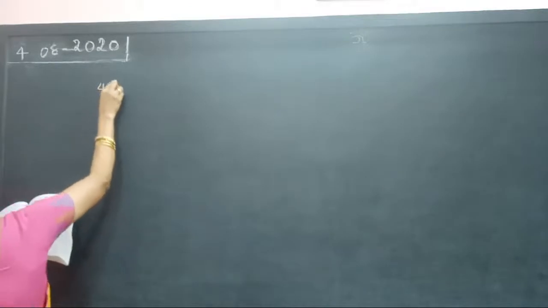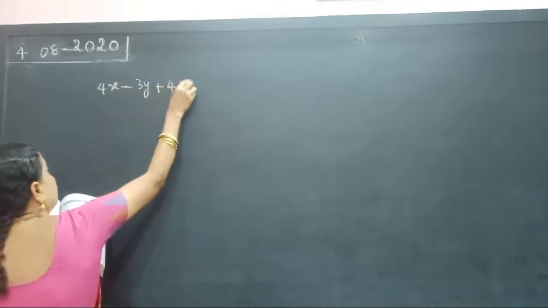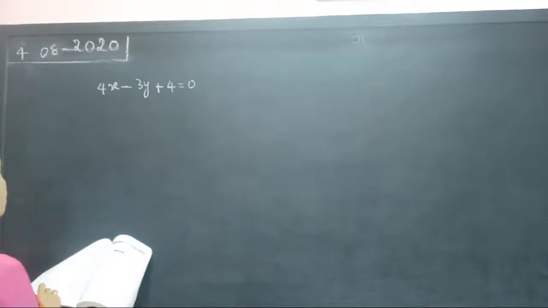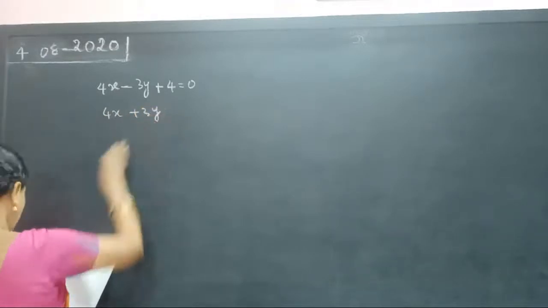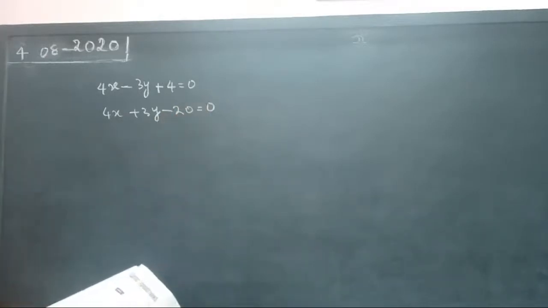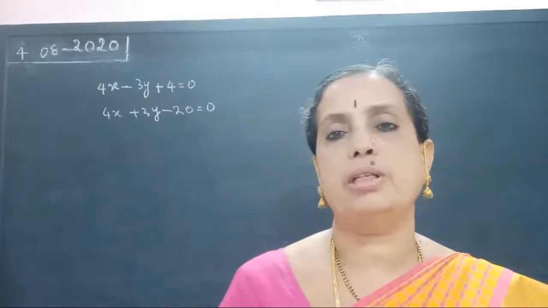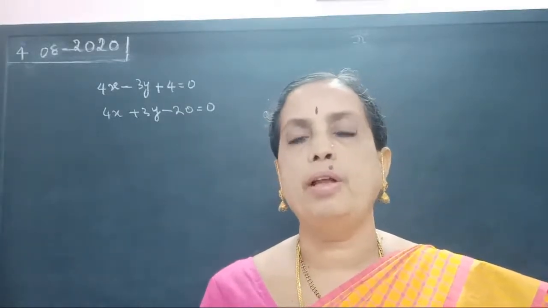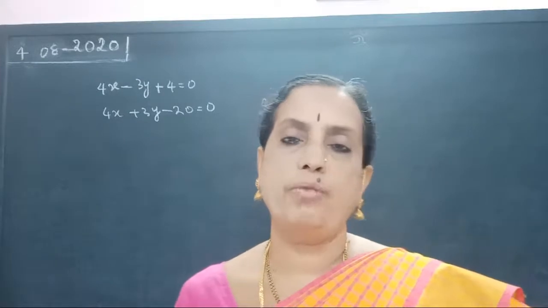The equations are 4x minus 3y plus 4 equal to 0, and 4x plus 3y minus 20 equal to 0. In these equations, both x and y variables have coefficients. That means you will get the denominator value. You have to find the values of x or y, that is, substituting for x, you will get y, or vice versa.